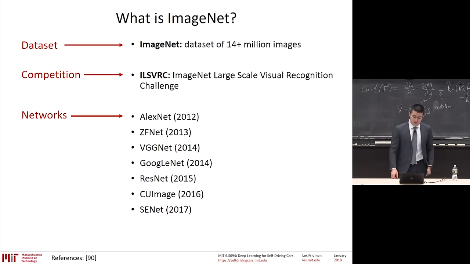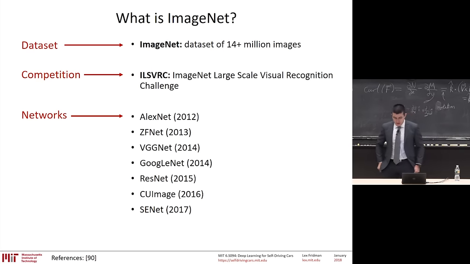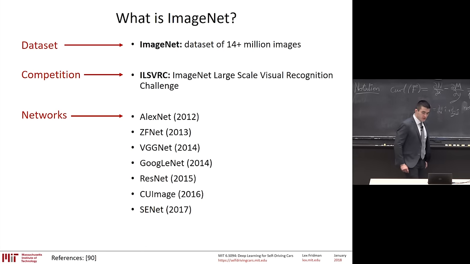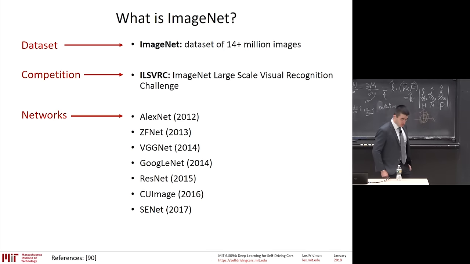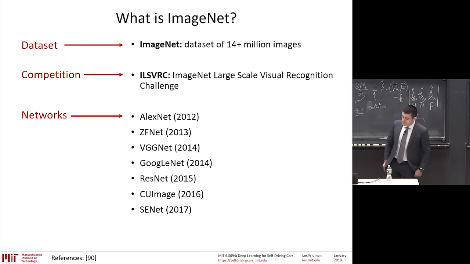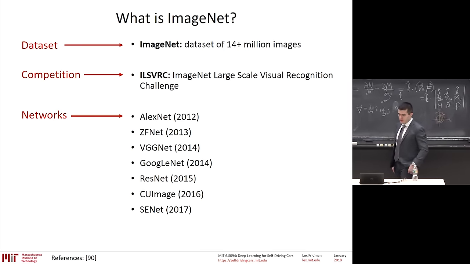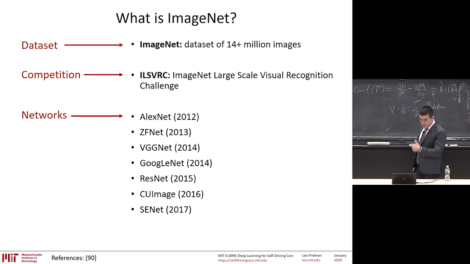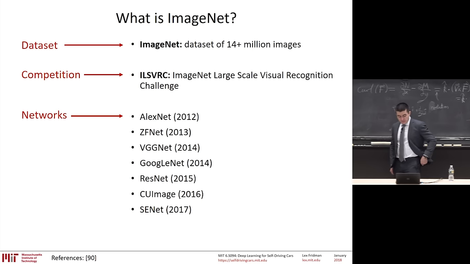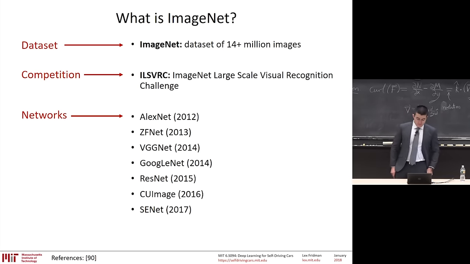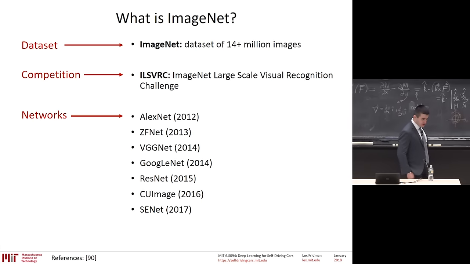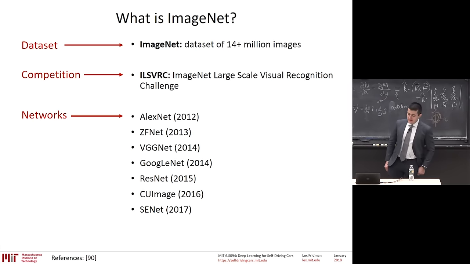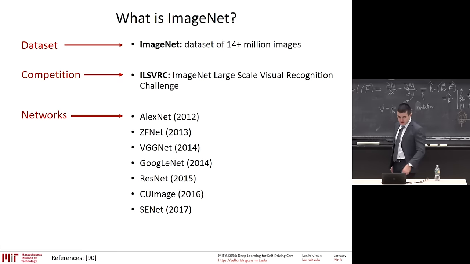So let's look through the various networks. Let's discuss them. Let's see the insights. It started with AlexNet, the first really big successful GPU-trained neural network on ImageNet that achieved a significant boost over the previous year, and moved on to VGGNet, GoogleNet, ResNet, and SENet in 2017.